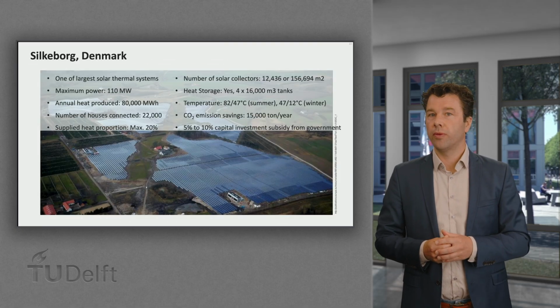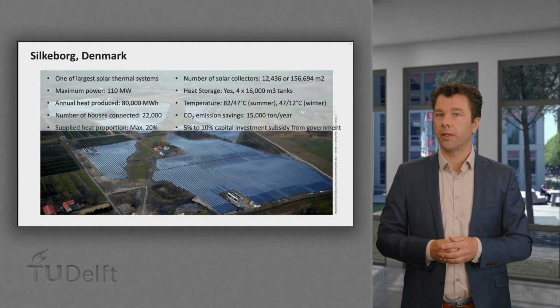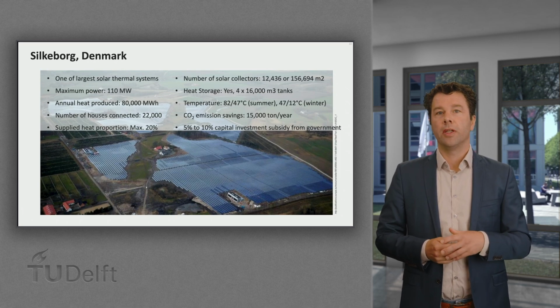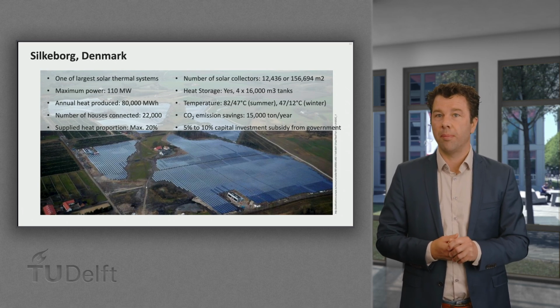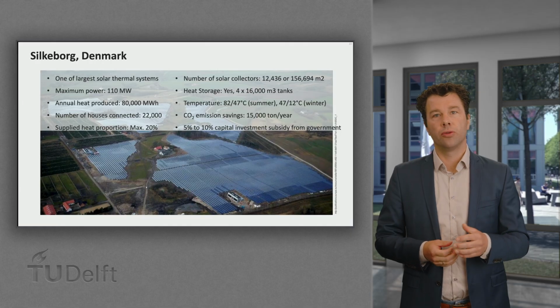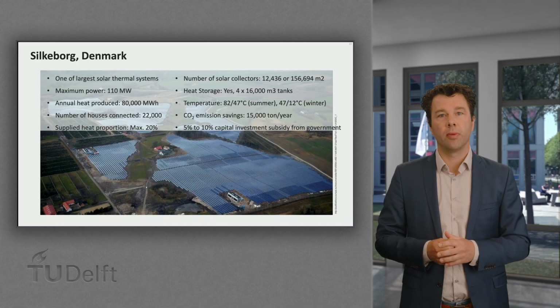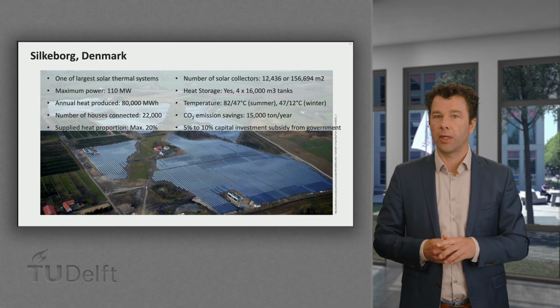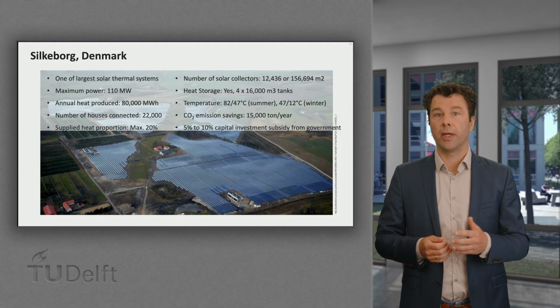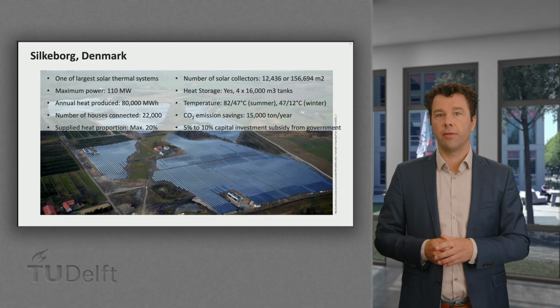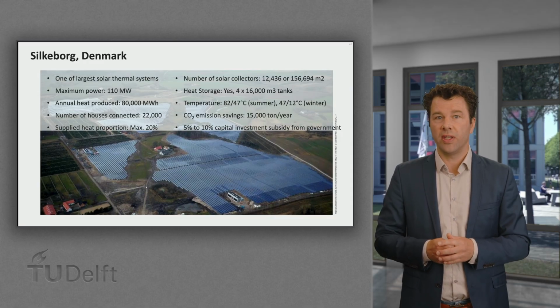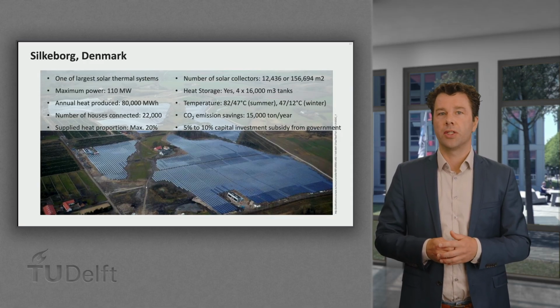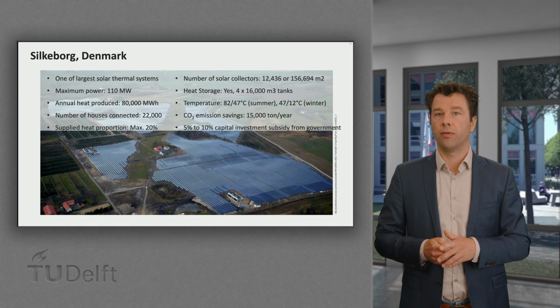The next project is one of the world's largest solar thermal parks, located in Silkeborg in Denmark. It produces a maximum power of 110 megawatts. It is connected to 20,000 houses and supplies a maximum of 20% of the total heat demand. The solar thermal energy is highly variable and that is compensated partly by having storage tanks, but mostly by using flexible fuel-derived energy. The CO2 savings is approximately 15,000 tons per year, and the system was built with a limited capital subsidy from the government.